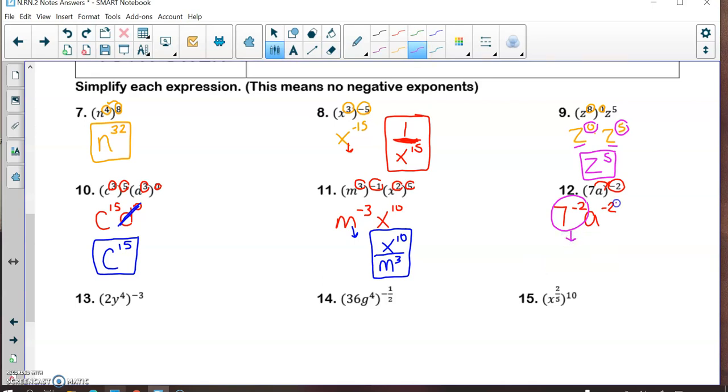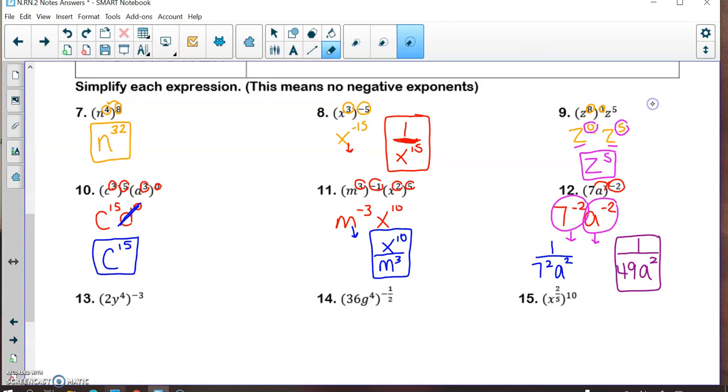So the 7 to the negative second should get moved, and the a to the negative second should get moved, which means I'm going to be left with a 1 in my numerator, and then I have a 7 to the positive second, a to the positive second in the denominator, which I can simplify. A 7 to the second is 49. You could do that in your calculator if you did not know. Remember how I do the little caret button, 7 and then the upwards arrow and then a 2. That will give you the 49.